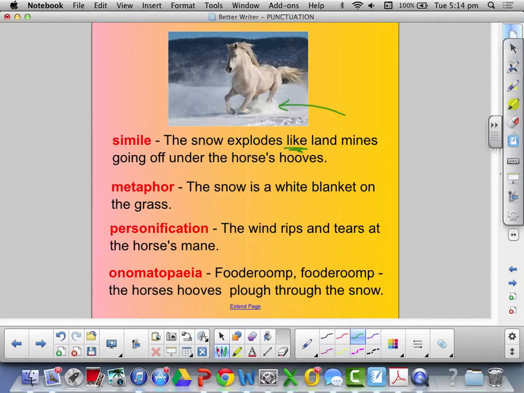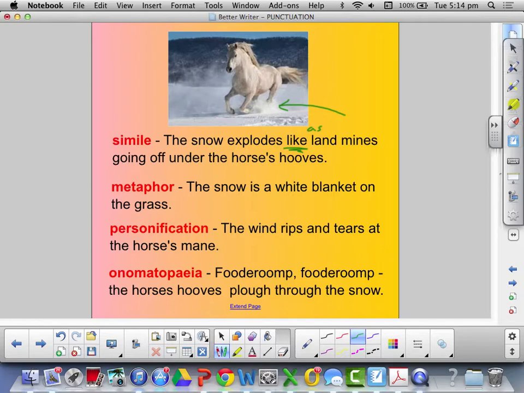And a simile always describes one thing and compares it to another. Okay, so you often get the word like in a simile. Sometimes you get the word as, because that also is a comparison word. Okay, so that's a simile, and I hope you enjoyed that one.